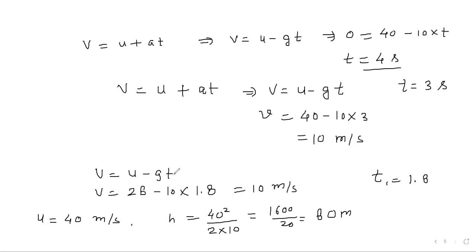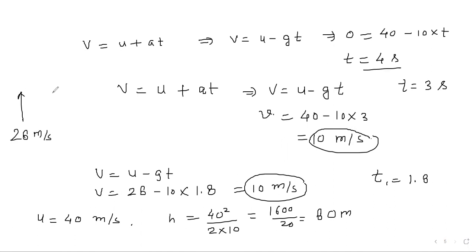In previous case, when velocity of projection was 28 meter per second, velocity 1 second before reaching the maximum height was 10 meter per second. In this case also, it is 10 meter per second. It means, suppose one object is projected 28 meter per second upward, and another object is projected 40 meter per second, and suppose third object is projected with 80 meter per second.